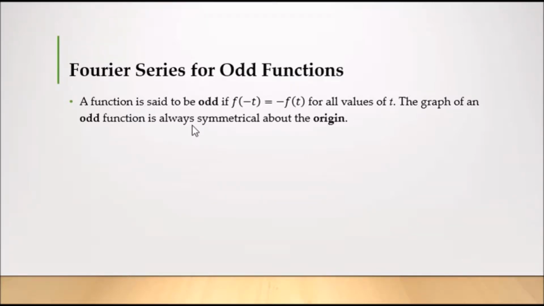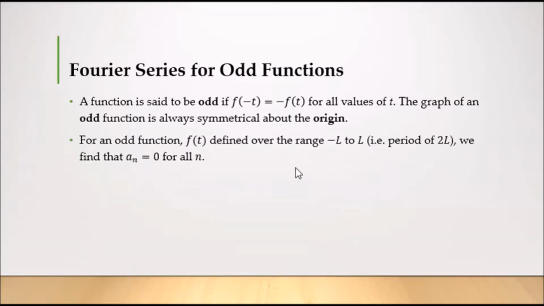So what do we know? We know that a function is said to be odd if the function at minus t is equal to its negative function at t. In other words, if it's symmetrical about the origin. Okay, so this is a key idea. And for an odd function, f(t) is defined over the range between minus L to L. This is usually taken as a value of pi, usually when it comes to circles, or in this case, the length in radians. I.e. a period of 2L.